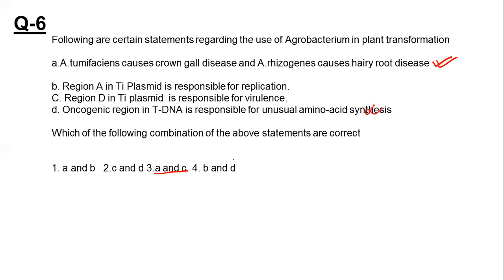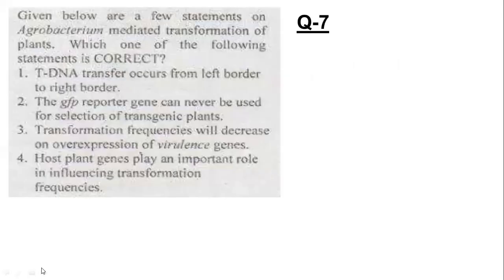So D is also wrong. Now B, region A in the Ti plasmid responsible for replication. No, actually B is also wrong. So the answer is A and C, the correct option, that region D in the Ti plasmid is responsible for virulence. Now the next question is given below.